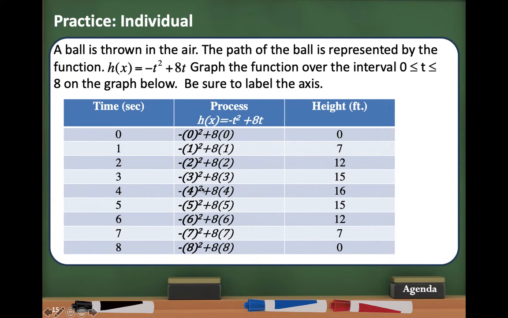You do 4 squared down here, which is 16. Then you make it -16 before you do anything else. Then you do 5 squared, which is 25, and then make it negative. 6 squared, 36, then make it negative. 7 squared, 49, then make it negative. 8 squared, 64, then make it negative. Okay? In all those cases, you're going to do 8 times 1, 8 times 2, 8 times 3, 8 times 4, 8 times 5, 8 times 6, 8 times 7, 8 times 8. And when you add it all up, this is what you get here.